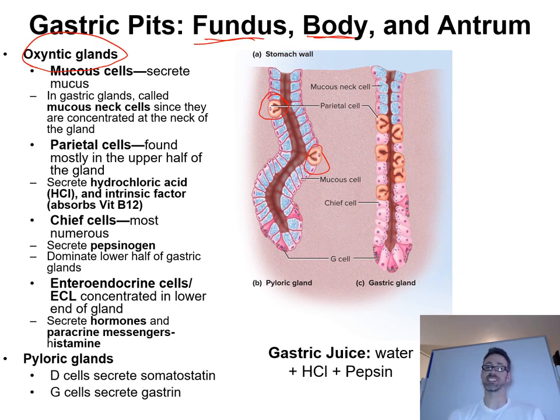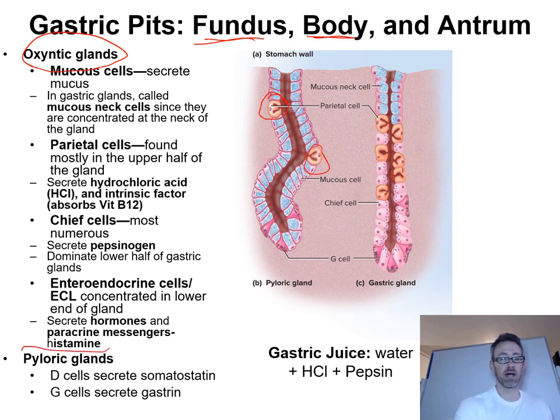There's also something called an ECL cell, or an enteroendocrine cell, and they're really concentrated lower in the glands, in the pits, which are not depicted in the cartoon here. But these secrete hormones, usually what we call a paracrine messenger, which signals nearby cells, and that messenger is histamine. And histamine is a very key regulator of acid production by the parietal cells, which I'll show you on the next slide.